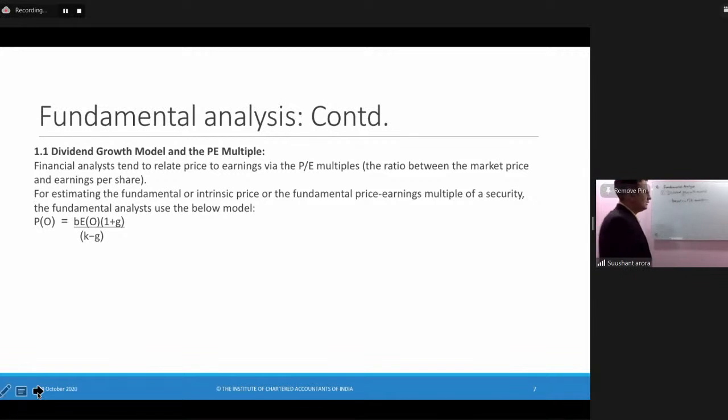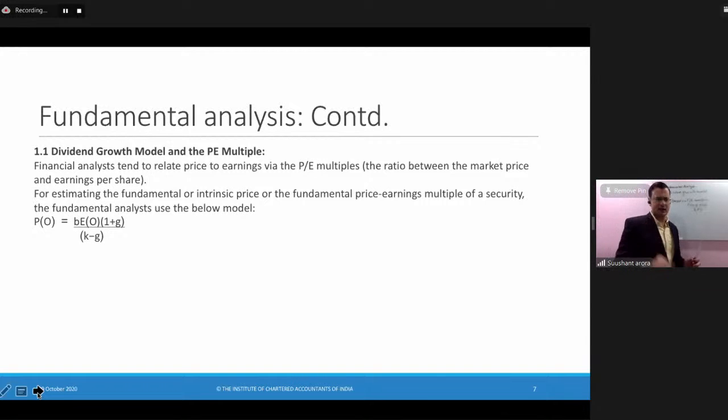What is this PE? Market price of stock. Will it remain the same or will it change? Every second it will change during the market hours. So when are the market hours? Monday to Friday, 9 to 3:30. So this will keep changing. Divided by EPS. From where can we see the EPS?